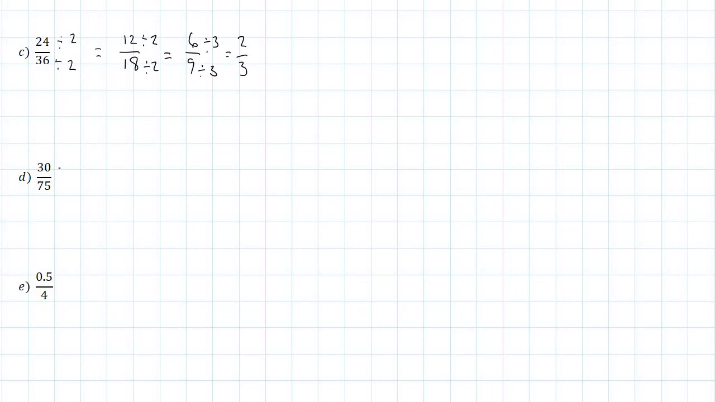Part D, I've got 30 over 75. Now I'm going to think they're both in the 5 times table. Now 30 divided by 5, I know that straight away, that's 6, but 75 divided by 5, let's give ourselves a bit more room this time. And think, how many 5's go into 75? Maybe you know this off the top of your head, but it's good to do a sum. How many 5's go into 7? 1 with 2 left over. How many 5's in 25? That's 5, so this is going to be 15.